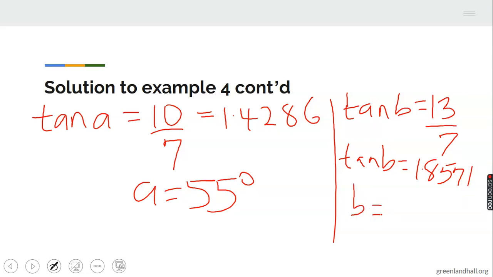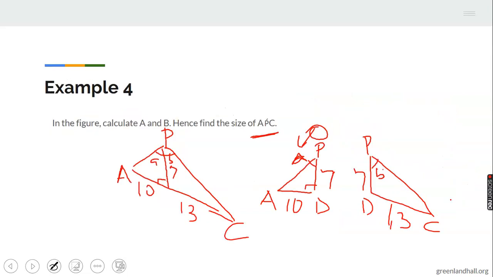Where can you see that? That will be 1.8571. And that is 61.70 degrees. Now, this is for A and B, those angles, A and B.